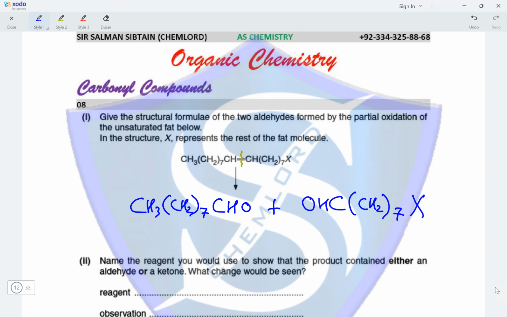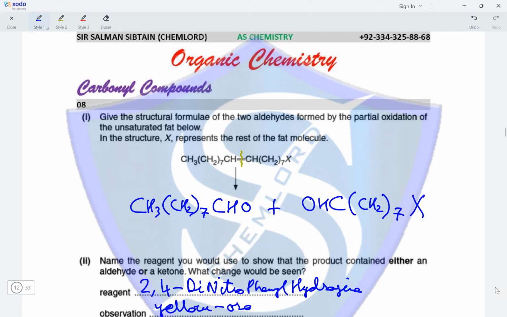Name the reagents you would use to show that the product contains either an aldehyde or a ketone. What change would be seen? So the reagent would be 2,4-dinitrophenylhydrazine, and the observation would be formation of a yellow-orange precipitate. This would be a positive test for the presence of a carbonyl compound.